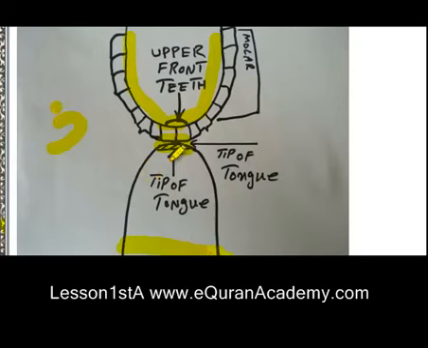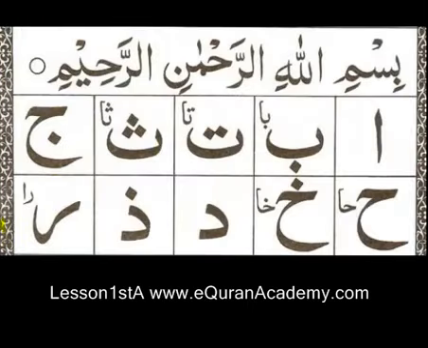One more time. If you touch tip of tongue with edge of upper front teeth, you can pronounce three letters from here. Sa, dal, and dhal. Remember, these three letters pronounced from here, and these three letters have same origin. You can read after me. Dhal.